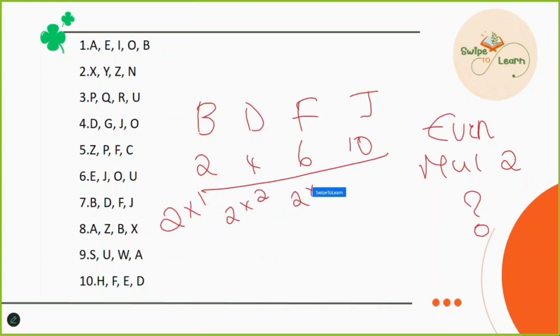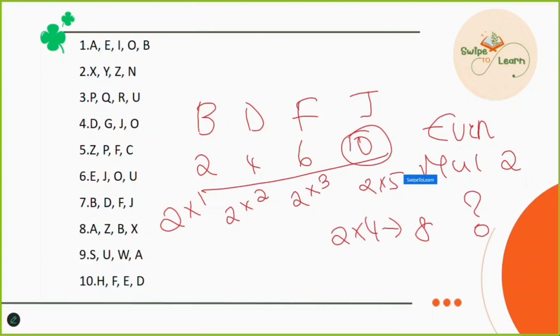6 is 2 into 3. Now what should we get? 2 into 4. 2 into 4 is 8. But what we have? 2 into 5. So this is breaking the sequence. So J is the odd man out here.